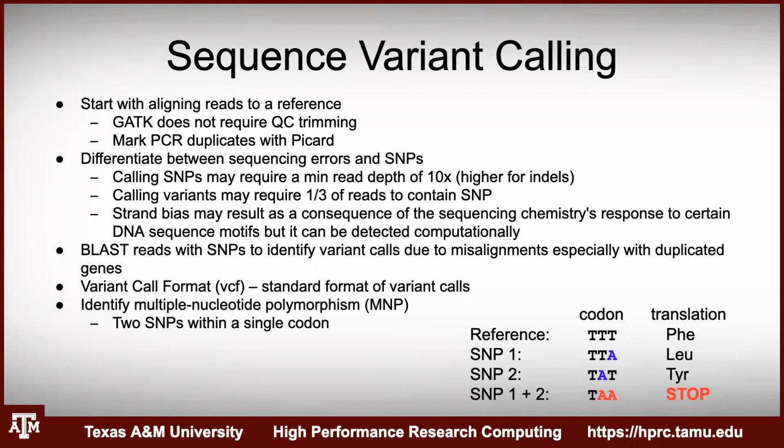As you probably saw when we were looking in IGV, there can be sequencing errors in your reads. And so what we need to do is differentiate between SNPs, like actual mutations, and sequencing errors. In order to do that, you definitely need high enough coverage. Typically, you need above 10x to do this. If you're going to be looking at indels or structural variants, you're going to need more reads than that, or higher coverage than that.